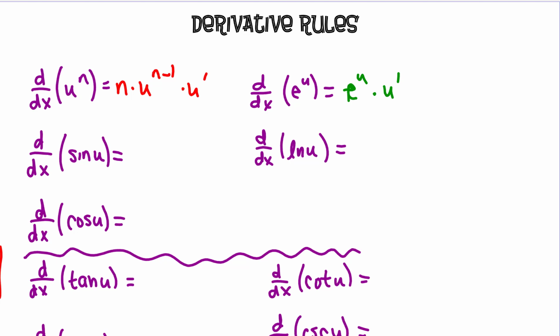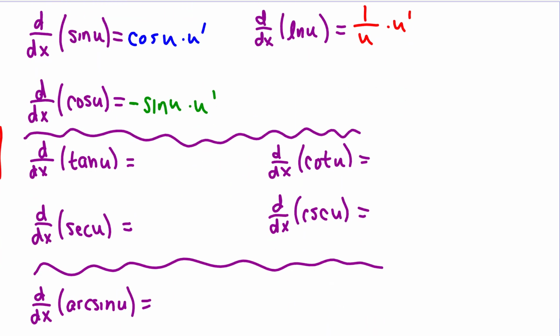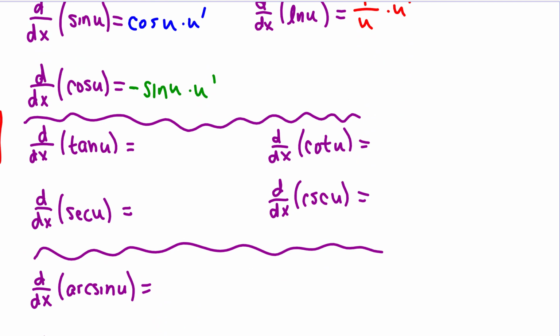The derivative of sine u is going to be cosine u times u prime. The derivative of the natural log of u will be 1 over u times u prime, or u prime over u. And then the derivative of cosine u will be negative sine u times u prime. So these five are going to come up a lot, and you should definitely know them for the exam and for our class exam.